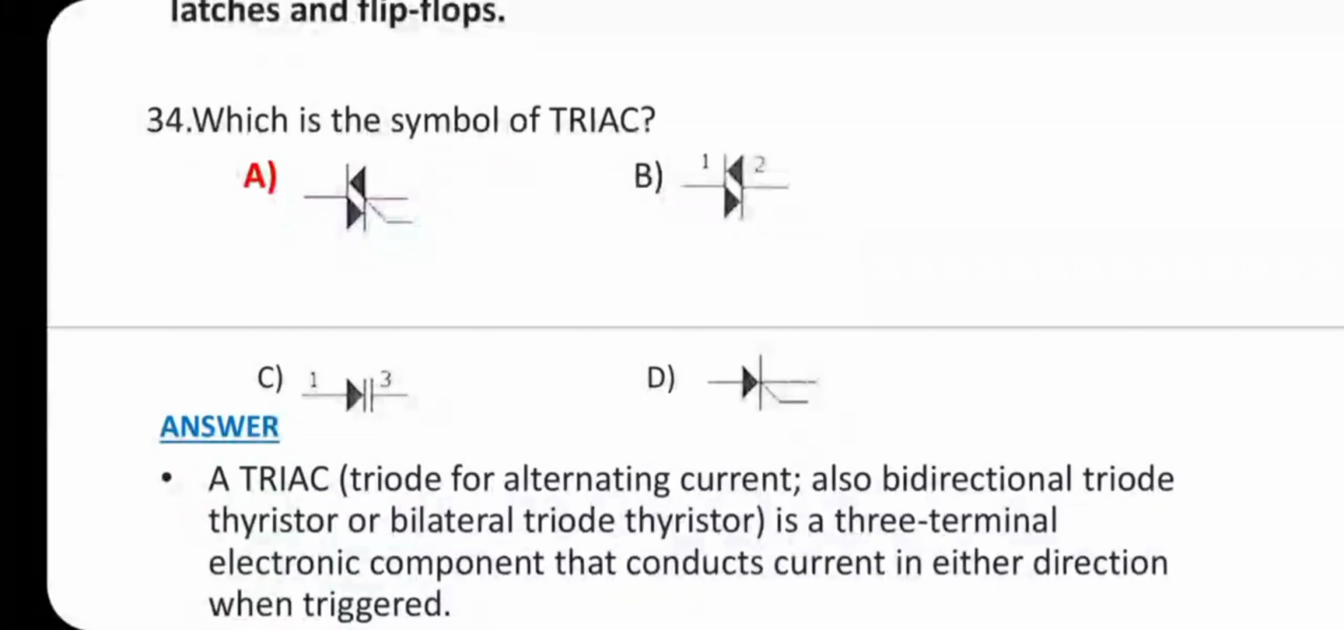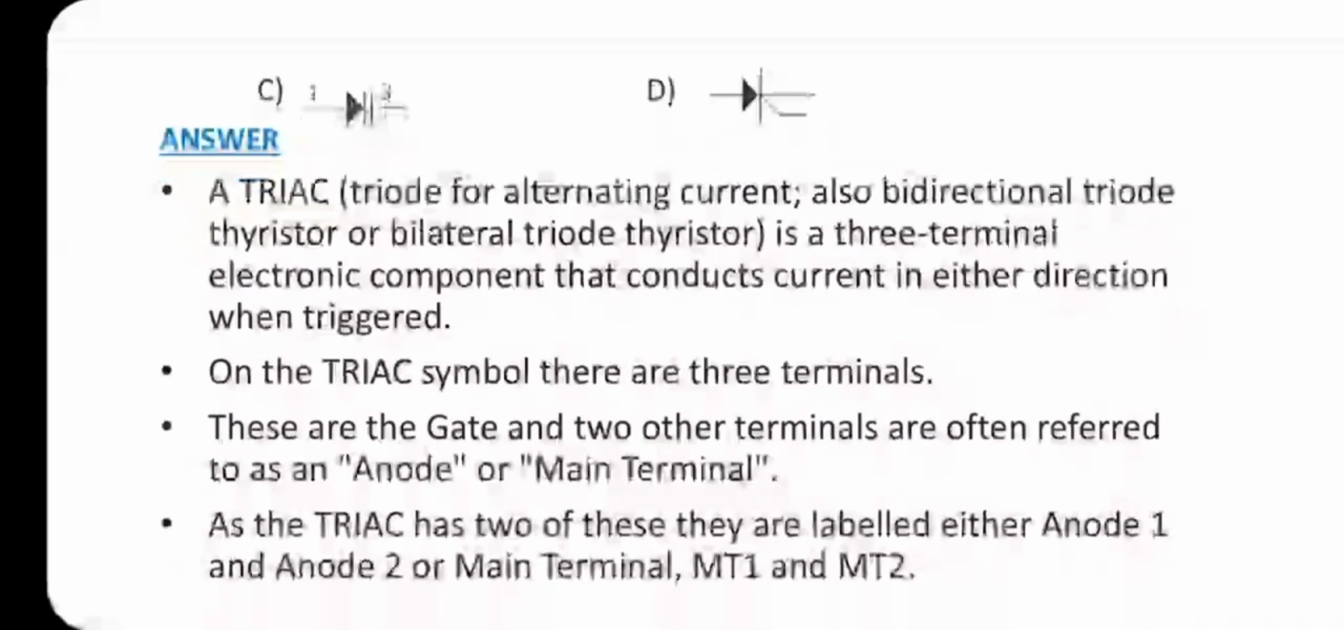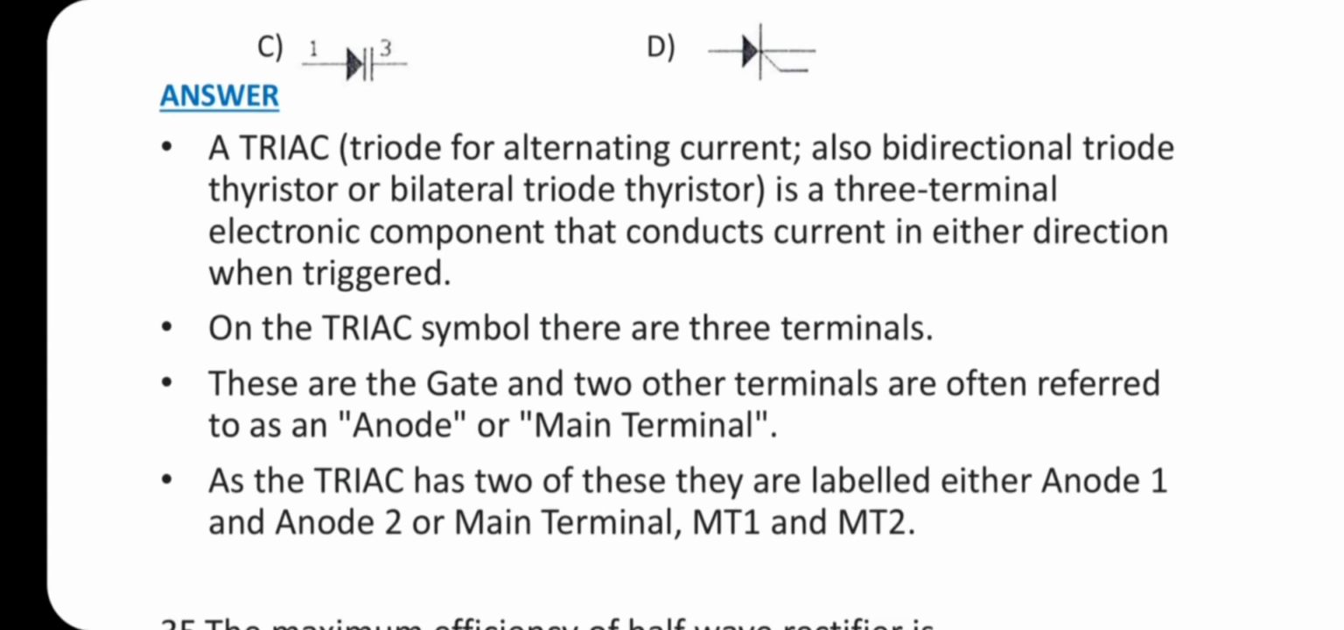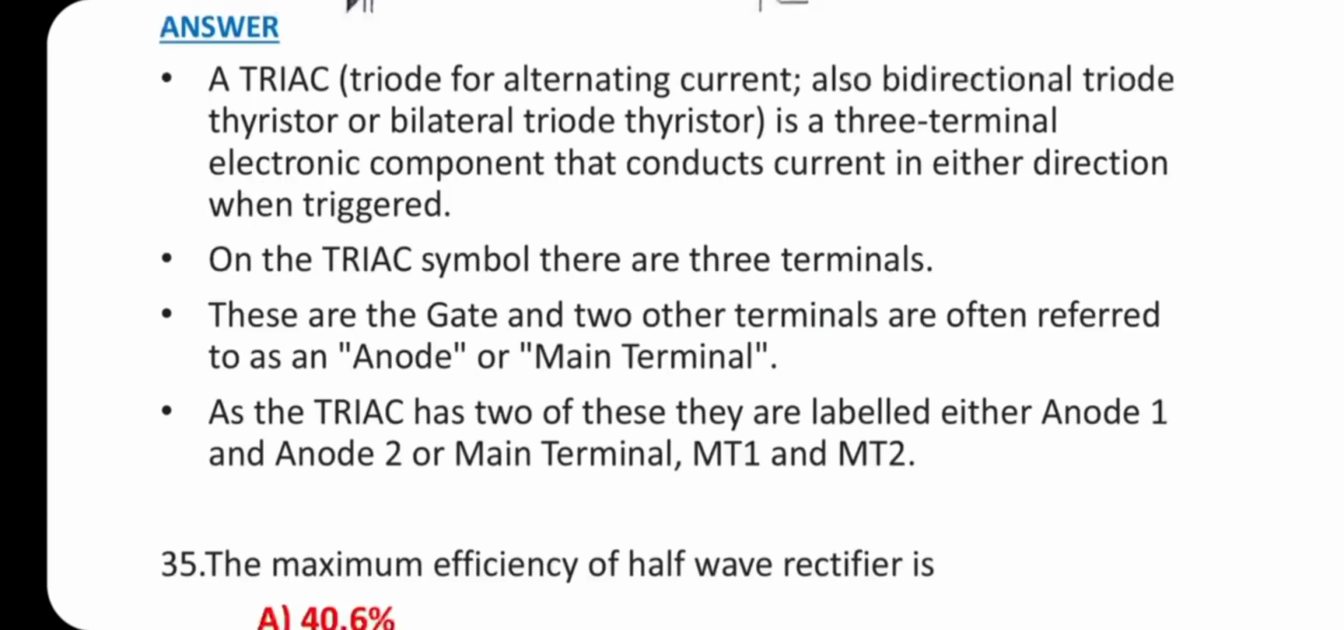Question number 34. Which is the symbol of triac? Answer is option A. What is a triac? A triac, triode for alternating current, also bidirectional triode thyristor or bilateral triode thyristor, is a three-terminal electronic component that conducts current in either direction when triggered.